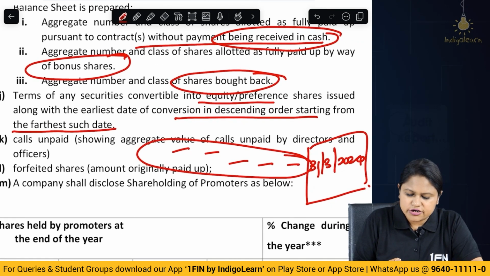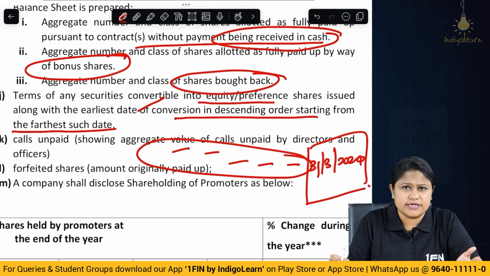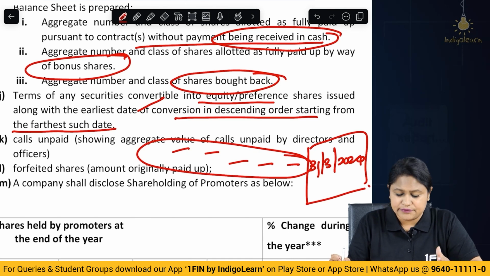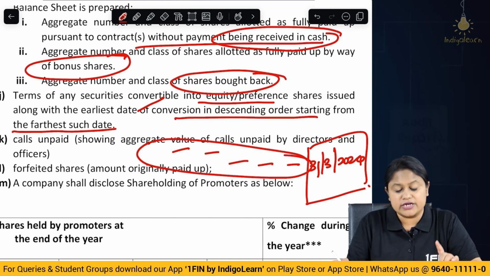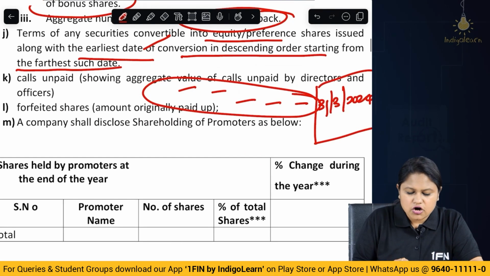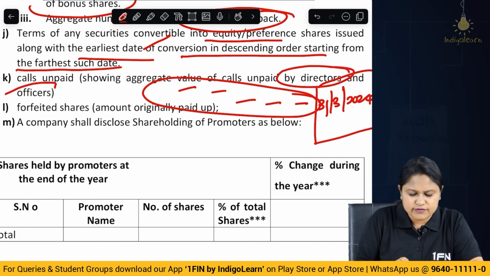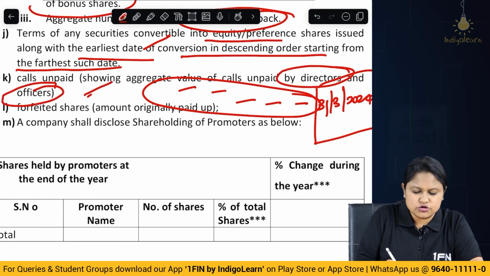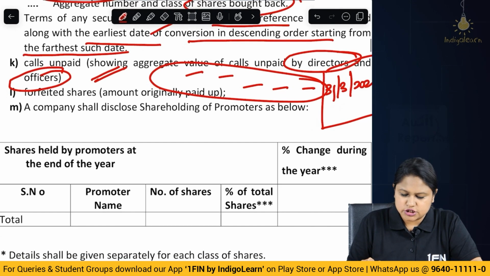So terms of any securities convertible into equity, any securities, because convertible debentures are also there, they also can be converted into equity. Okay, then preference shares issued along with earliest date of conversion in descending order starting from the farthest such date. Okay, then calls unpaid, showing aggregate value of calls unpaid by the directors and officers. Okay, you have to separately show this also. Then forfeited shares, amount originally paid up, that has to be shown.